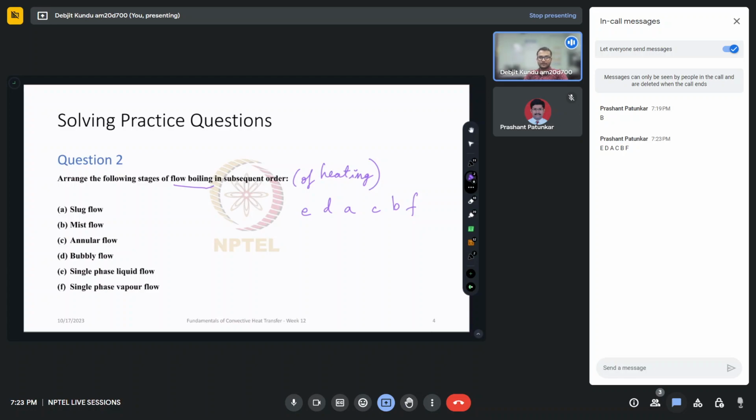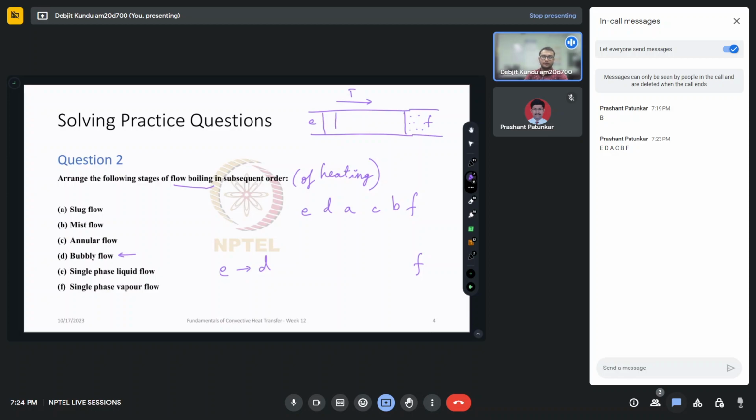Option E is single phase liquid flow and option F is single phase vapor flow. These are the two extreme ends. That's why E should be the first one and F should be the last one. Now, in between, from single phase liquid flow, little bubbles start appearing that we call the bubbly flow. So E should give rise to D. If I draw the figure here, let's say this is increasing in temperature. Initially we have single phase liquid flow, which we will call E, and later on we have vapor over here that we will call F.